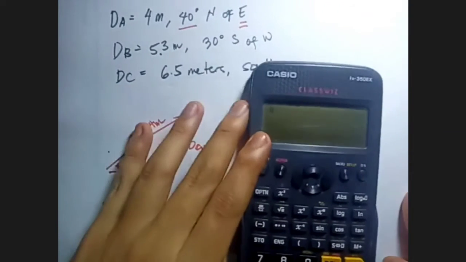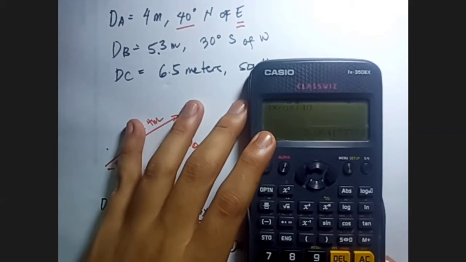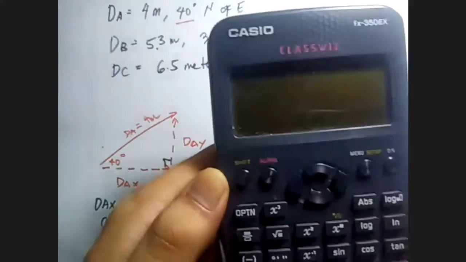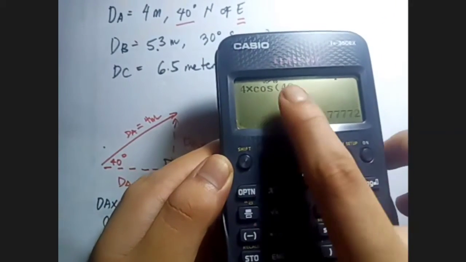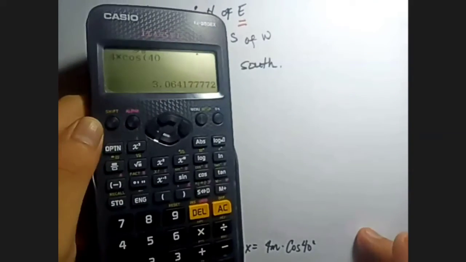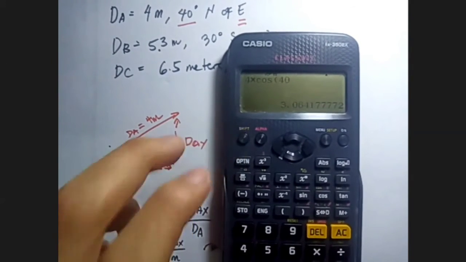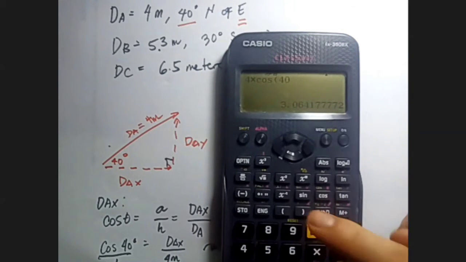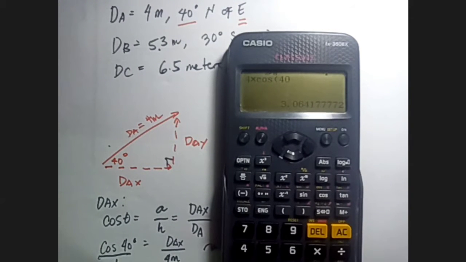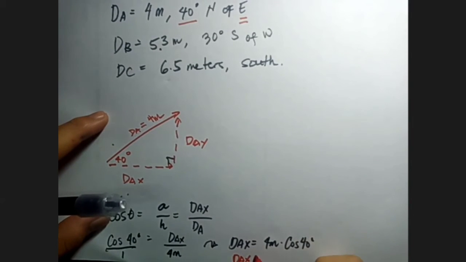4 multiplied by cosine 40. Make sure your calculator is in degree mode. We are not talking about an angle; we are talking about the side of the right triangle. So our answer is 3.06. Some of you may press the inverse cosine; that is incorrect, because we are not talking about an angle. We are talking about the side of the right triangle involved in this vector. So D sub AX is equivalent to 3.06.